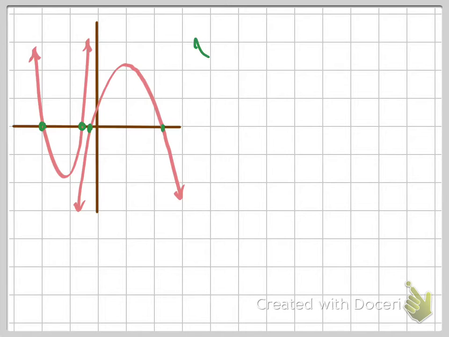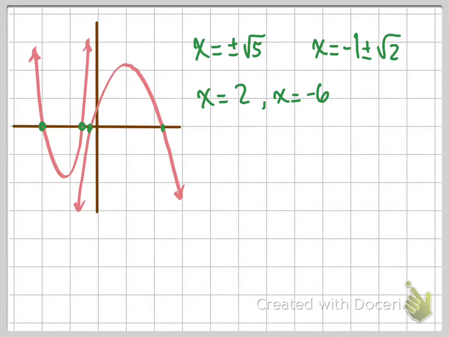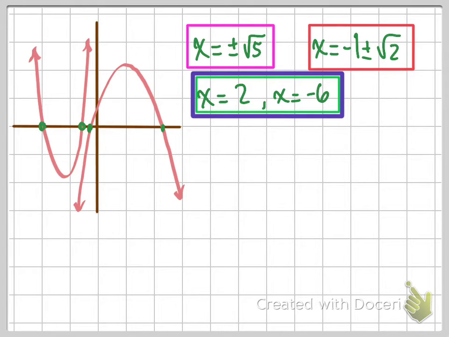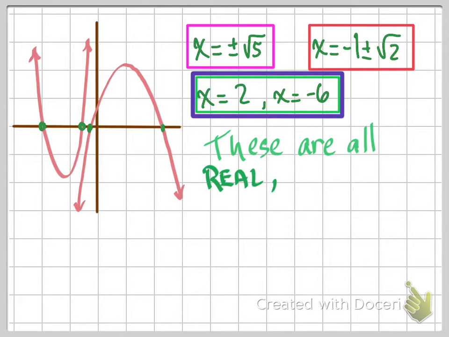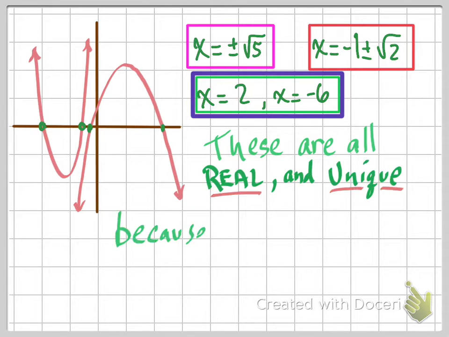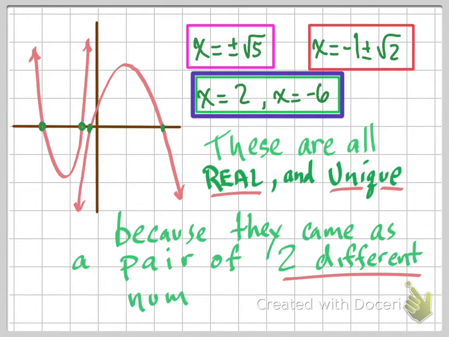So the first kind, the ones that we've seen already, are things like this, where you've got a parabola that crosses the x-axis in two different places, or if you solve a quadratic equation and you get two different numbers. All right, these solutions are all real and unique. You get two different numbers. It's a pair of two different numbers. So that's why we call them real and unique. They are different from each other. That's what we've seen most of the time.